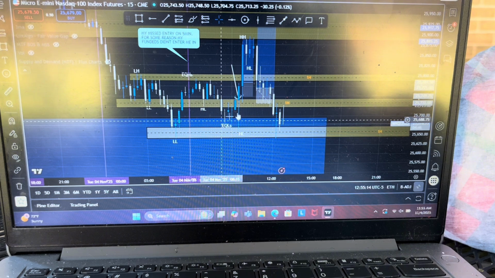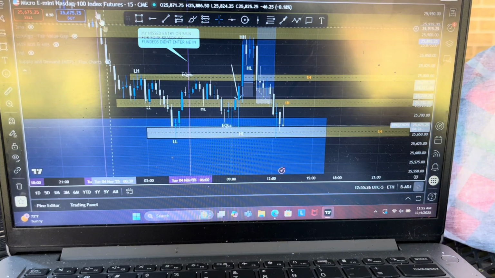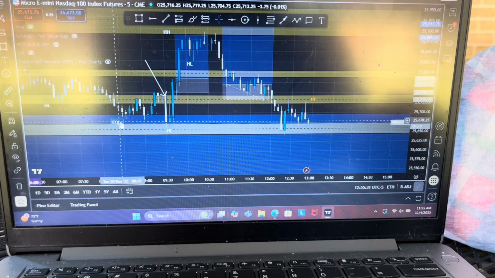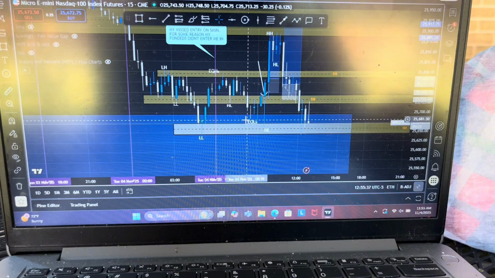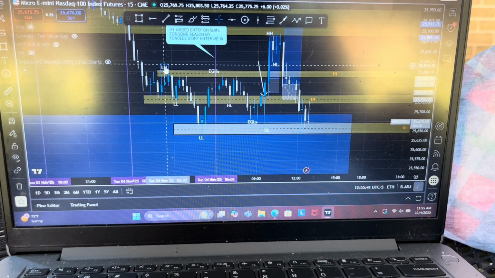Making equal lows. So this is where the equal lows are right here. As you can see, these two wicks right here are lining up perfectly. This one's probably a little bit past this line, but if you go to my 5 minute, you can see it a little better. And as you can see, these made some equal lows right here in this area. So I just marked up my equal lows.